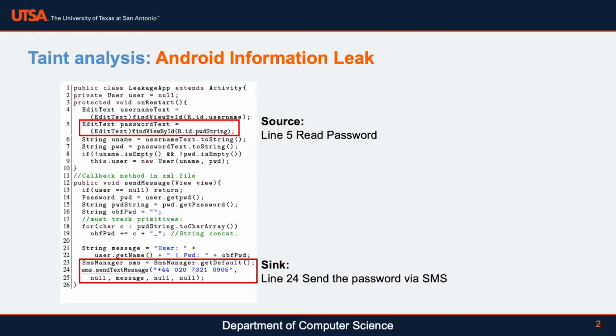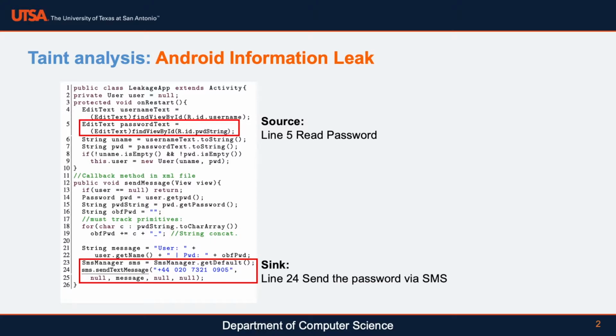Then the program will get the password and put each character into another string called obfuscated password. This obfuscated password is put into another string called message. And finally, this message will be sent out through the API send text message at line 24. This is the sink point, where the password will be sent out through text message.